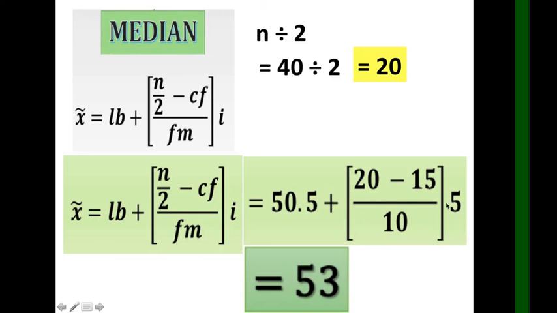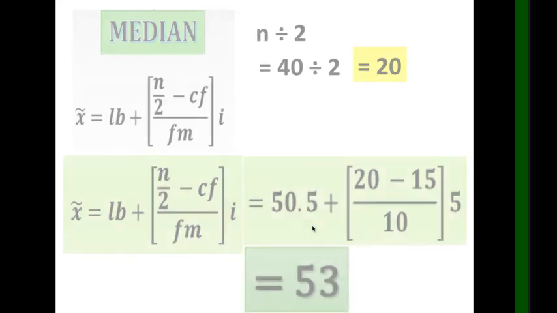20 minus 15 is 5. Divided by 10, what's that? 0.5, and then times 5 is 2.5 plus 50.5 is 53. So you will get 53 for the median.